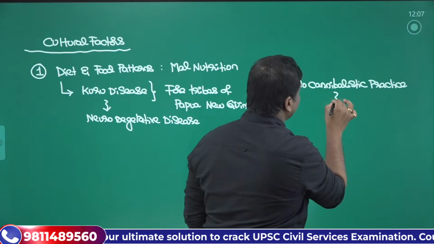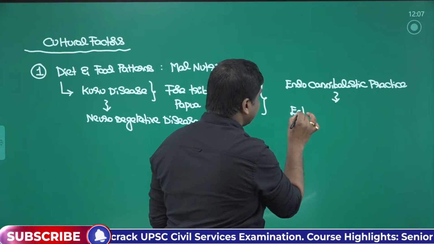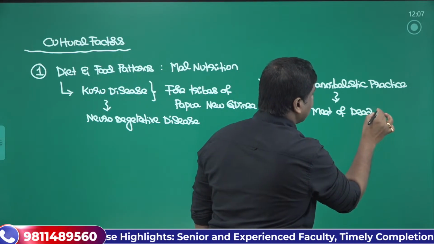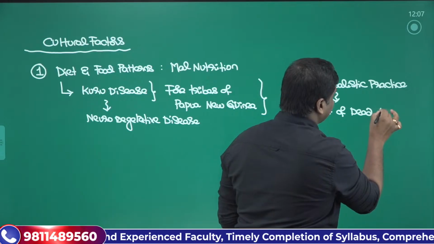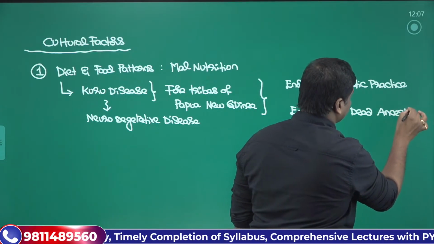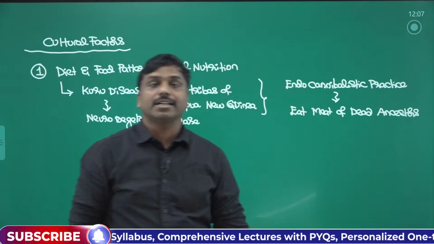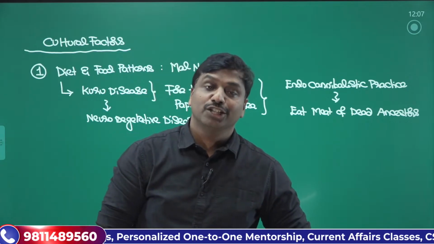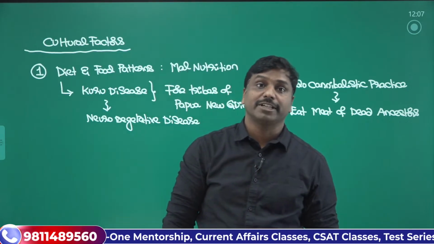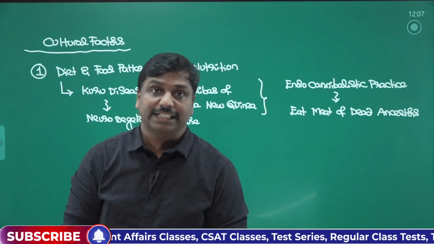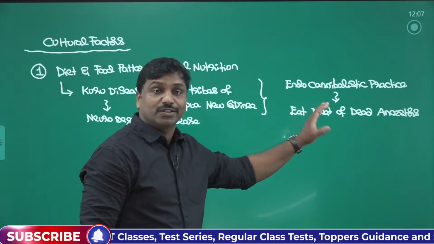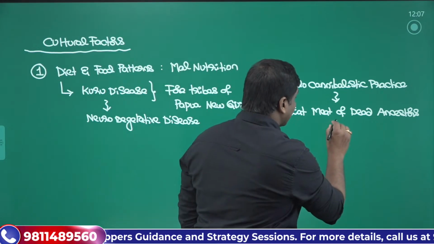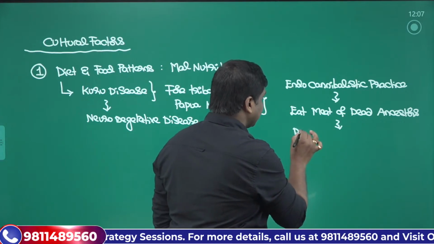Endocannibalistic practice. That means they used to eat the meat of dead ancestors. Imagine a condition where a person has died. Then obviously they won't let that body be burned or buried. So what they do is just eat that particular body. While eating this, they started eating the brain also.